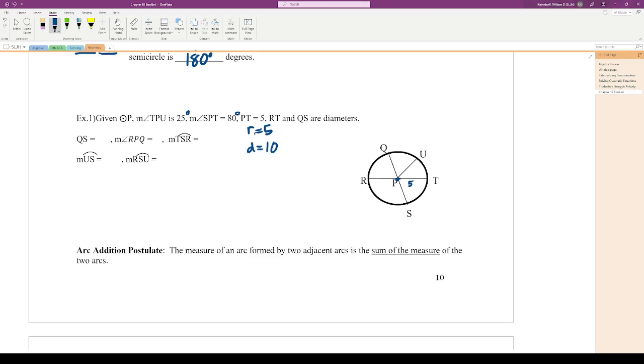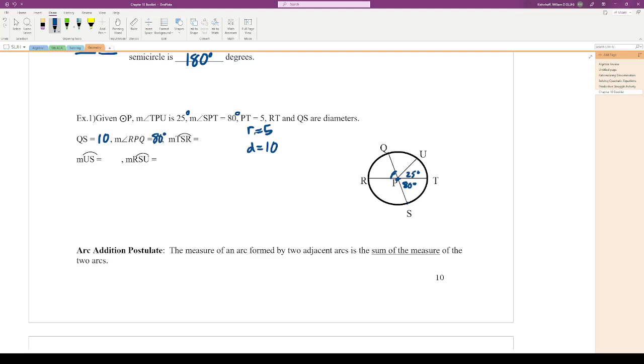So yeah. All right, so first thing it says QS, that's a diameter, and we just said the diameters are equal to 10 whatever our units are. Measure of angle RPQ, so that's this angle right here, and we know TPU is 25 degrees, and SPT, I'm going to get rid of this 5 since we've already labeled the radius and diameter separately. SPT is 80 degrees. Well, I can see that RPQ is vertical to that one, and vertical angles are still a thing, so that means that's 80 degrees as well.